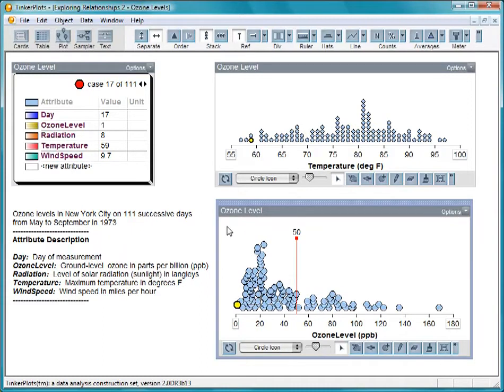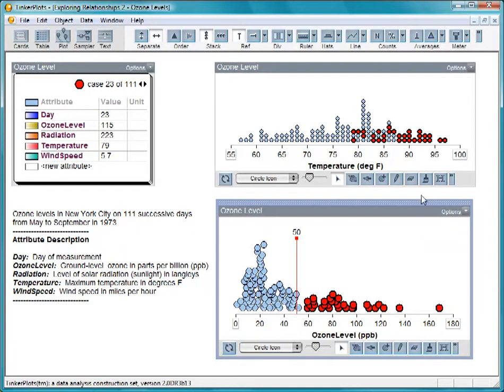Instead, click and drag the mouse to highlight all the days with ozone levels below 50. The majority of them had temperatures of 80 degrees or cooler. Next, highlight the days with ozone levels above 50. Most of them have temperatures above 80 degrees. This information clearly indicates that higher ozone levels are associated with warmer days.